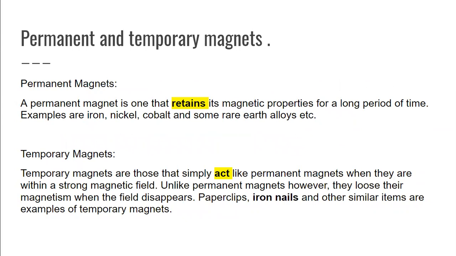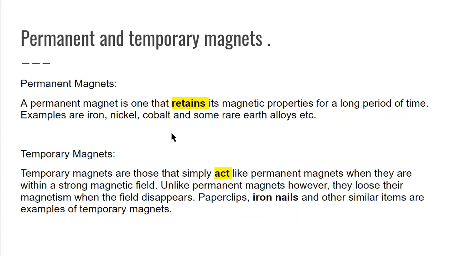As the name suggests, a permanent magnet is the one that retains its magnetic properties for a long period of time. A few examples that I have here are iron, nickel, cobalt, and some rare earth alloys, which act as permanent magnets. Next, temporary magnets. As the name suggests, it's temporary, right?